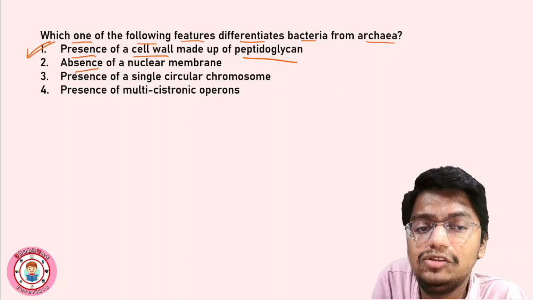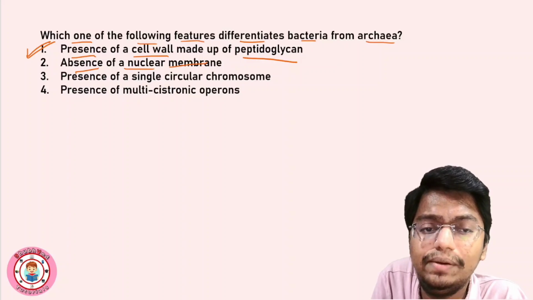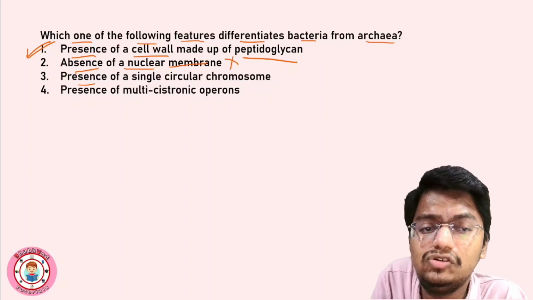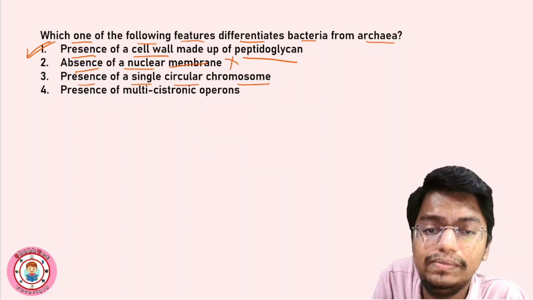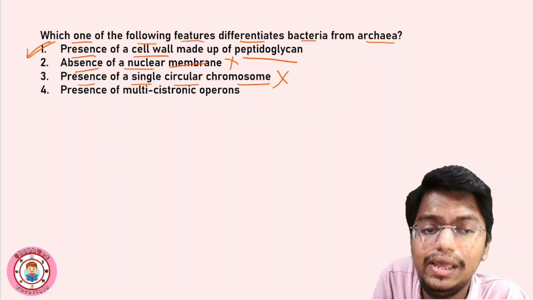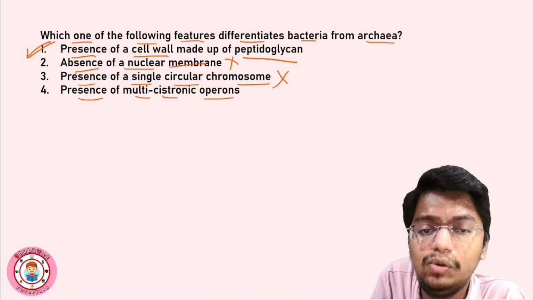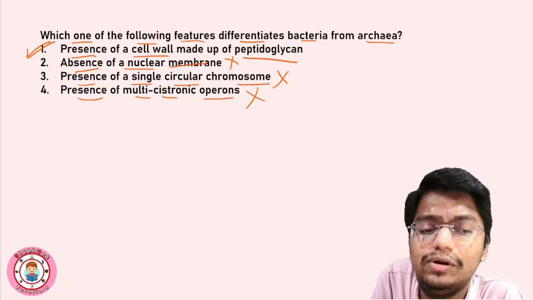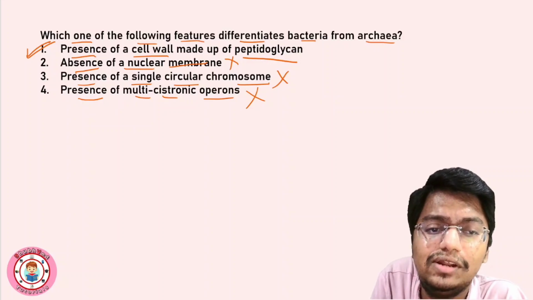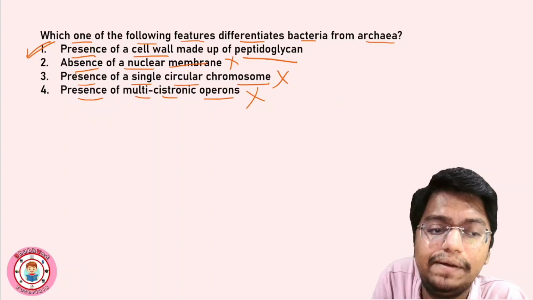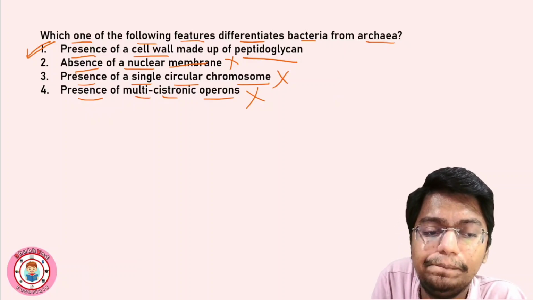Right. Absence of nuclear membrane is in both. Nuclear membrane is absent in both bacteria as well as archaea, so this will not be it. Presence of single circular chromosome is also found in both, so this is also not the answer. This is common. Presence of multi-cistronic operon is common in both. Polycistronic, right, single promoter many genes, so these are common. Only the first, peptidoglycan presence, is seen only in bacteria and not in archaea.